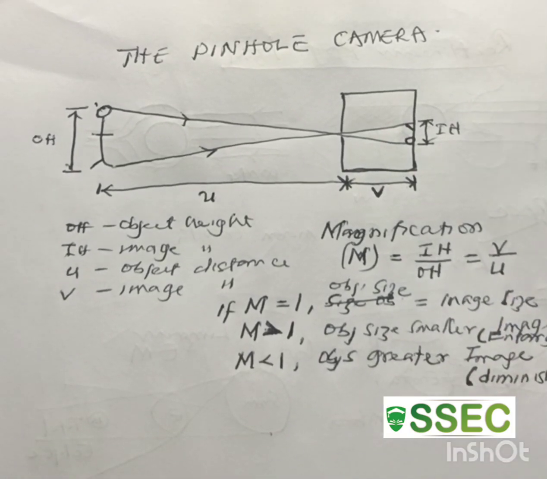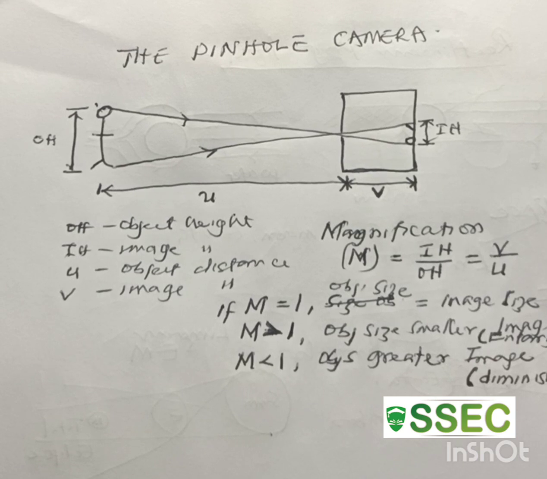So you will see some questions. They will ask you to calculate magnification in a pinhole camera. Then they will ask you to describe the nature of image formed. Don't forget I said the image is always inverted. Now the image can be same size with the object, that is if your magnification is 1. Then the image can be bigger than the object. We say it is enlarged. And the image can be smaller than the object. We say it is diminished.